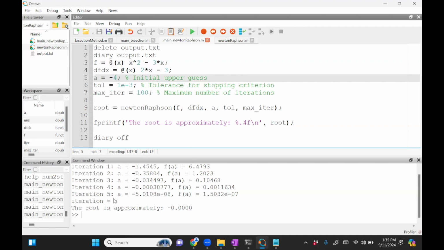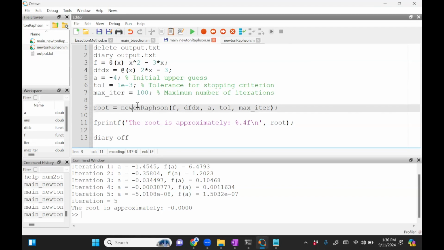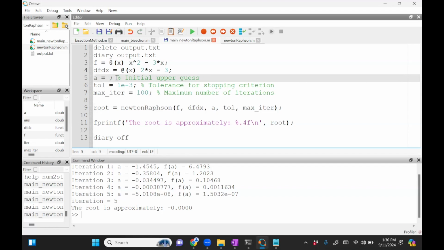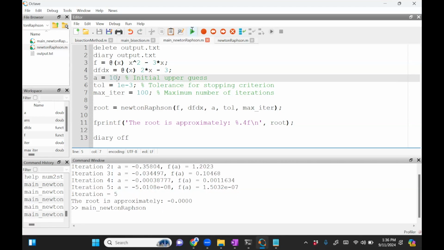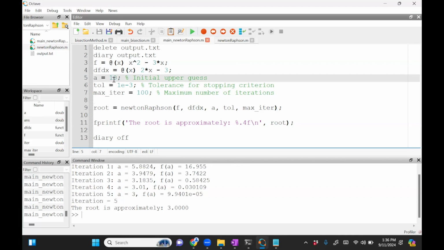So here it took 5 iterations, and it gave me the root as -5.00018, which is almost close to 0. Okay, so it gave me the other root. You could try maybe 10, which is further away. It took 5 iterations. If you try 100, it took 9 iterations, and it gave me the solution 3. You could try 1,000, and it took 12 iterations.